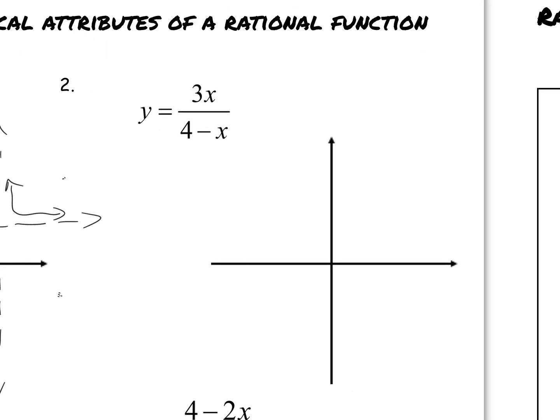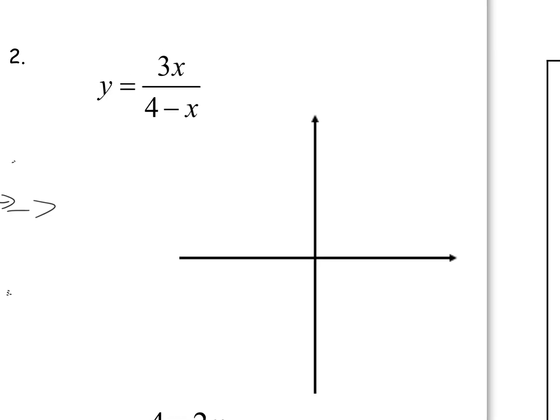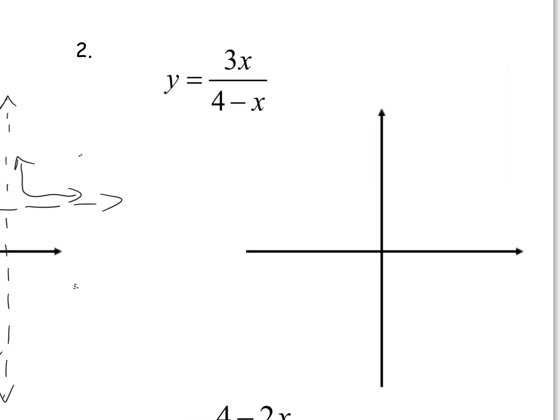So let's try another. Let's look at number 2. Number 2, will it simplify? I don't even have to factor anything. It's already done. Did I cancel anything out? Did anything on top, was it exactly the same as anything on the bottom? So then there's no holes, and we'll get to those eventually.